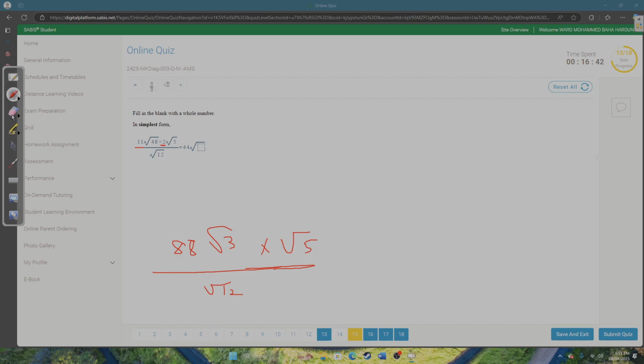And then you still have radical 12 here. You can't simplify radical 5, but you can simplify radical 12. Divide by the lowest number. You keep dividing by the lowest number until you get 1. Okay? When you get 1, stop. You have 2 2's, so it's 2 to the power of 2 times 3.